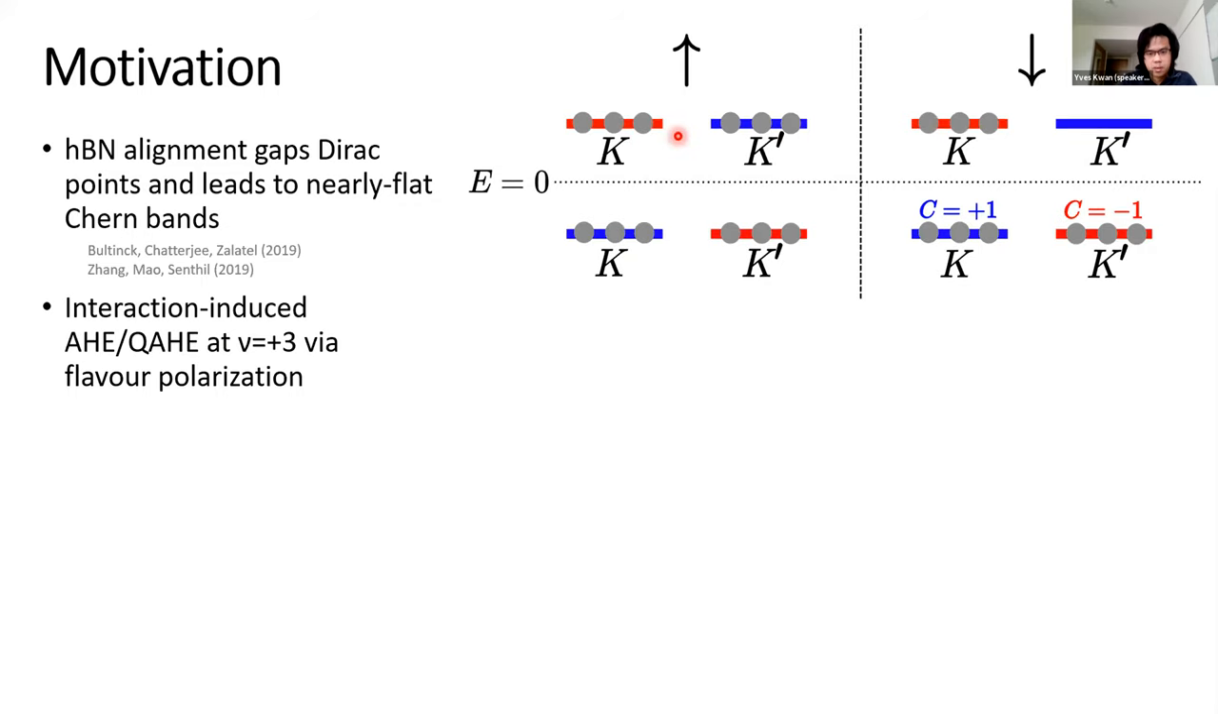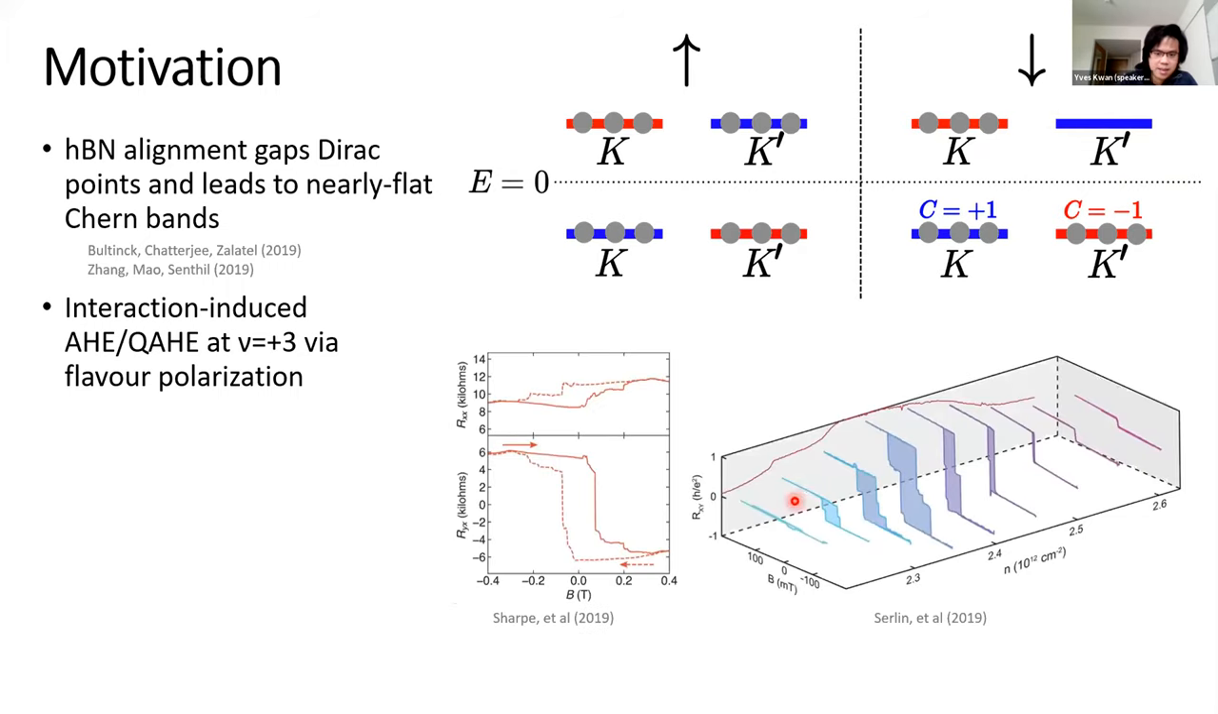And because these bands are pretty flat, if you consider the interactions, you can expect the interactions to potentially induce some sort of symmetry breaking. And here, for example, the Hund's coupling can give rise to time reversal breaking and flavor polarization. So here, for example, I have a spin and valley polarized state. And if you get this sort of insulator, because these bands are topological, you'd expect some sort of anomalous Hall response. And indeed, in two experiments last year by the Goldhaber-Gordon group and Andrea Young's group, they did indeed see an anomalous Hall effect and a quantized anomalous Hall effect at nu equals +3.